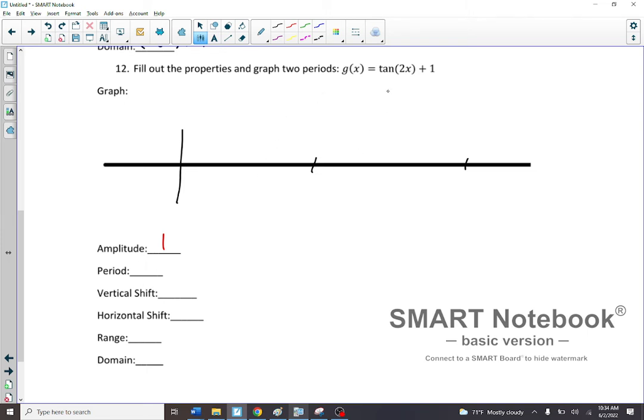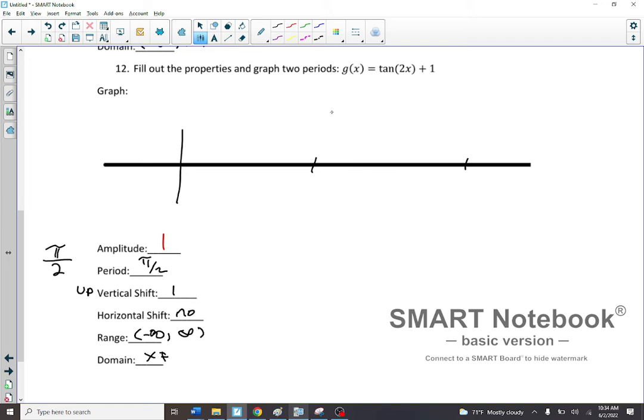So the period here is, since it's 2x, that means it's going to be pi divided by my b value, which is 2. So the period is pi over 2. No problem. Vertical shift, you're going to go up 1. Up 1, positive 1. Horizontal shift, there's no horizontal shift, or 0. The range for tangent goes up and down to infinity, so negative infinity to infinity. For domain, x cannot equal a certain part in the asymptotes.